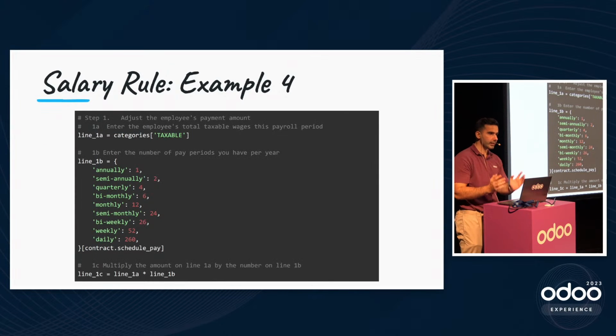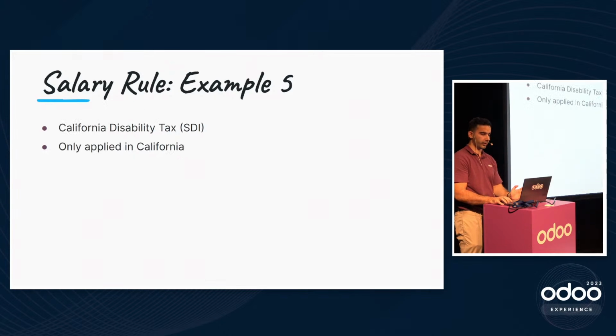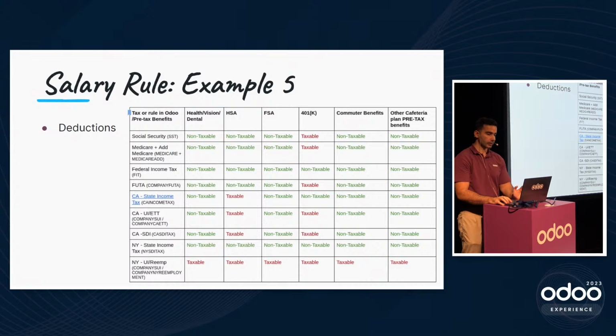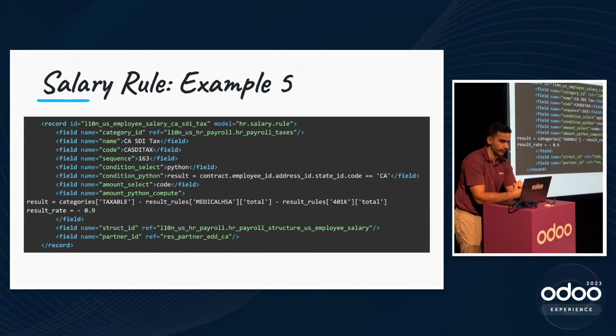So very easy to translate English salary rules into Python code with Odoo. Okay, last example. If we take the Californian disability tax, which is only applied in California, we remember that we saw this table. So we can see for this tax that the HSA and the 401k are taxable for the disability tax. So you cannot deduce them. So how can we do that actually?